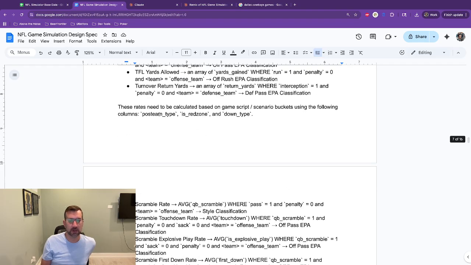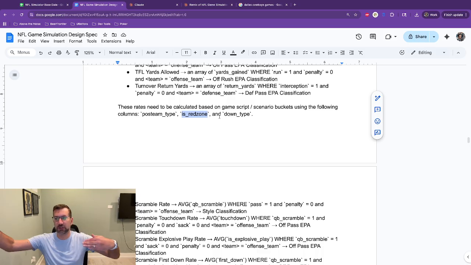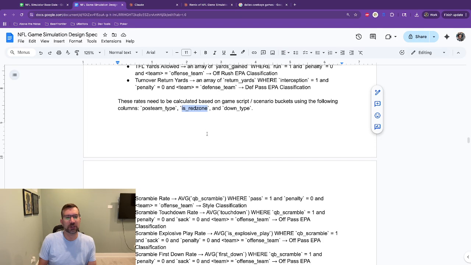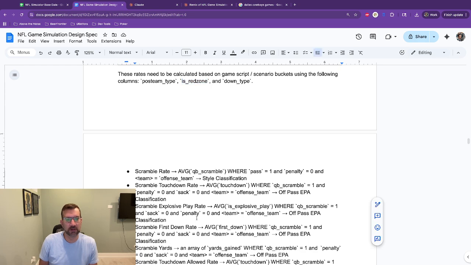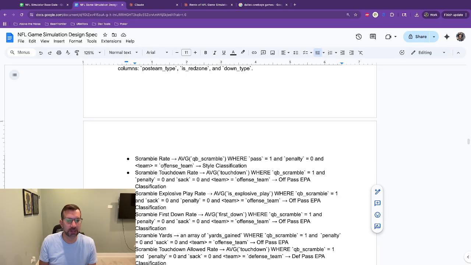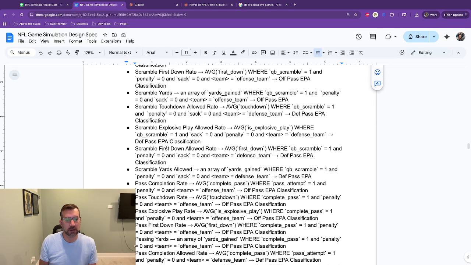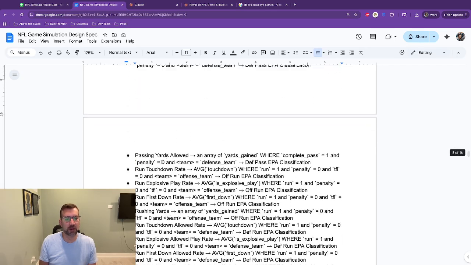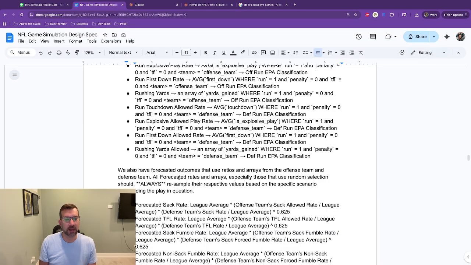Another set, type, and then now are they in the red zone? Because, right, the red zone is constricting the field of play that you have, so you can't even have explosive plays because there's not enough yards to be explosive plays. I'm not quite sure why I'm even, because you can only have explosive plays outside the red zone, but that's where we get into scramble rate, pass completion rate, touchdown rate, explosive rates, other run-based rates.